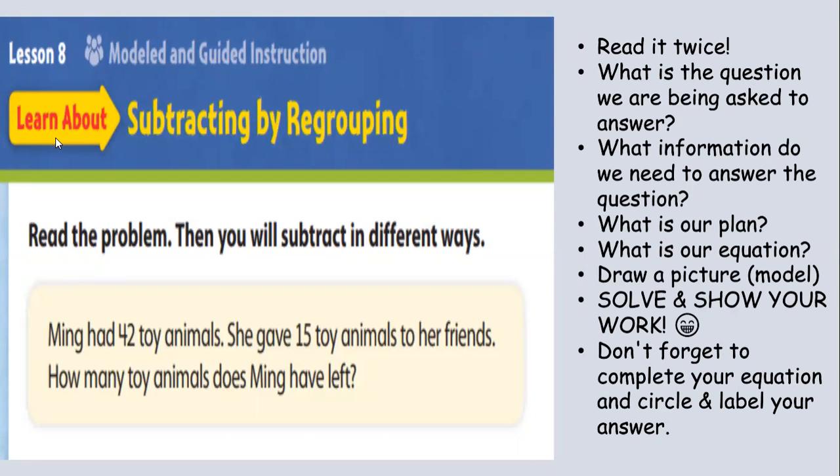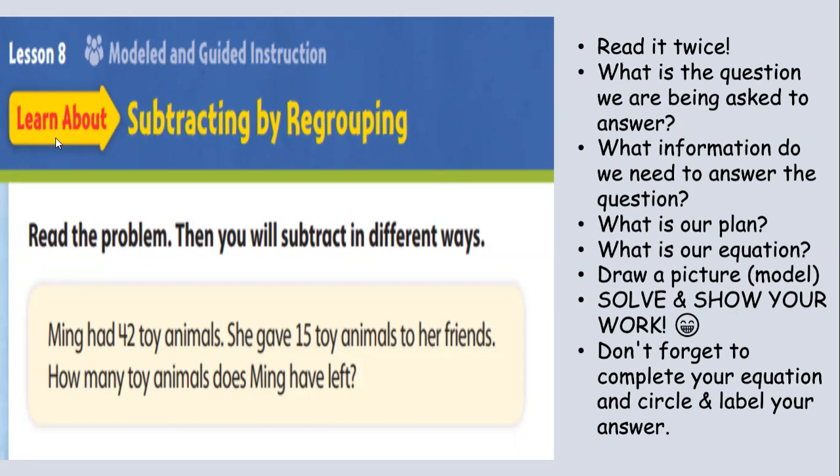So here is our example problem we're going to work together. And over to the right side of your screen, you will see the steps for working word problems as a reminder. Ming had 42 toy animals. She gave 15 toy animals to her friends. How many toy animals does Ming have left?